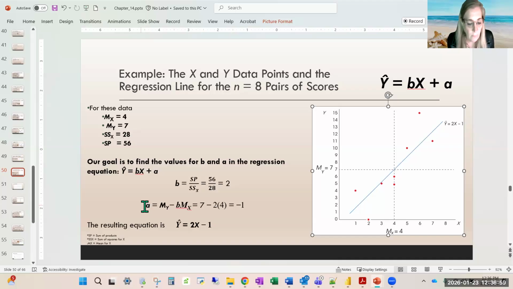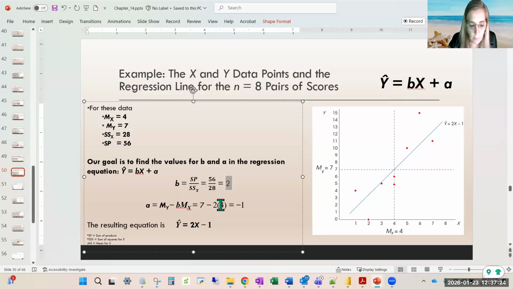So to calculate for A, it equals the mean of Y subtracted by B times the mean of X, and we plug in the values we have so far. So the mean of our y values was 7, and we subtract by the product of 2 and 4, 2 being what we calculated for b, and 4 being the mean of x. And we come to -1. So y hat equals 2x minus 1. All right.